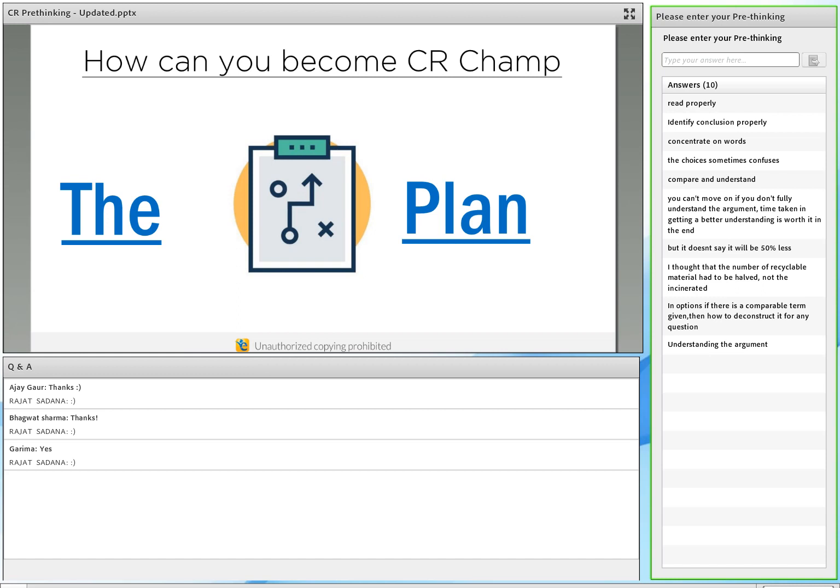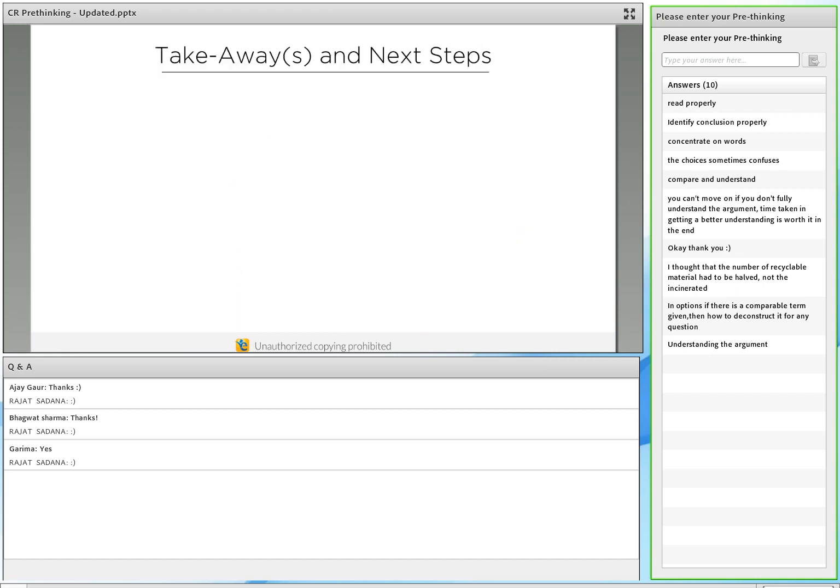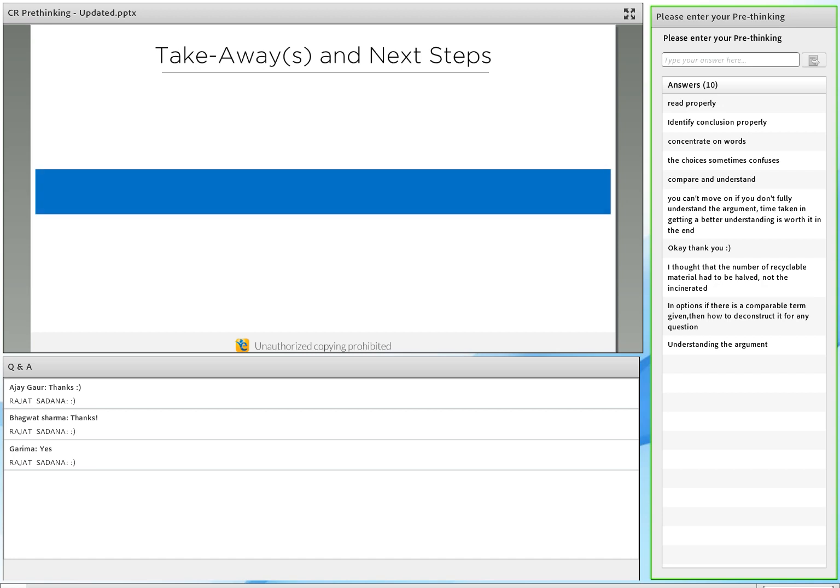Okay. And Srinivas, it doesn't say it's 50% less. Why? Because the argument says you're going to get half as many truckloads. If you compare this argument with the highway miles argument, the logic is actually very similar. It had 50% there, this had 50% here. The correct answer is also kind of similar, but the wording is very, very different.